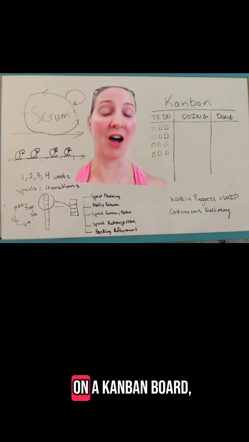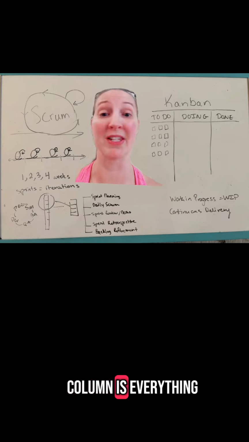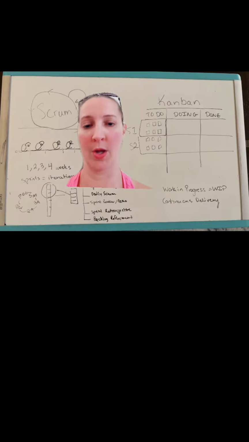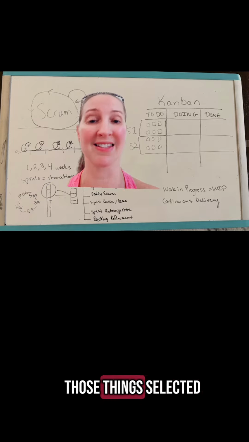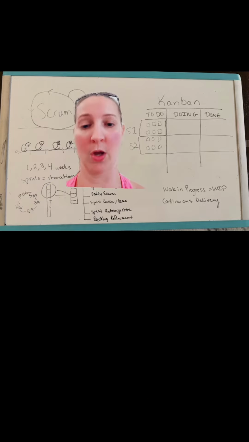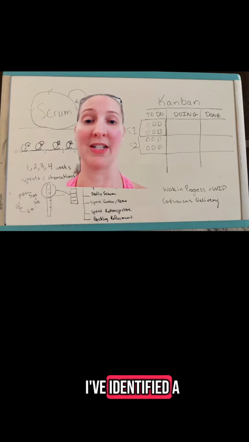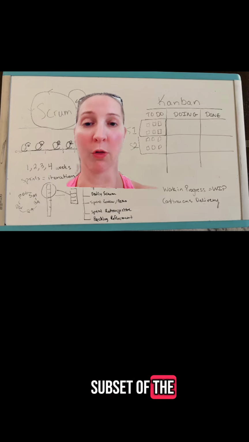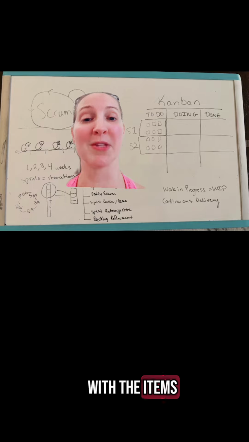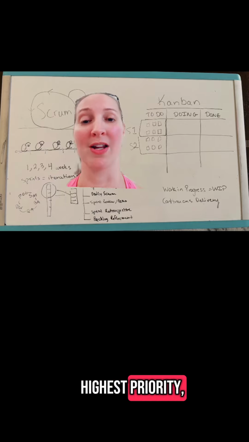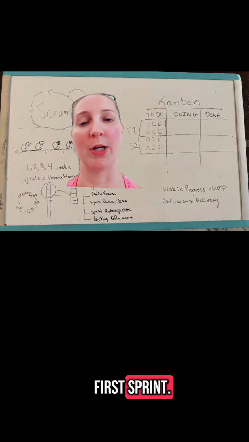And when we are practicing Scrum correctly, the backlog often still uses the same format: to do, doing, done. The difference is on a Kanban board, the to-do column is everything you have coming up, whereas with a sprint board, the to-do column includes only those things selected for that sprint. For example, in this image, I've identified a subset of the larger to-do list into 2 separate sprints, with the items at the top being the next highest priority, so those would be in our first sprint.